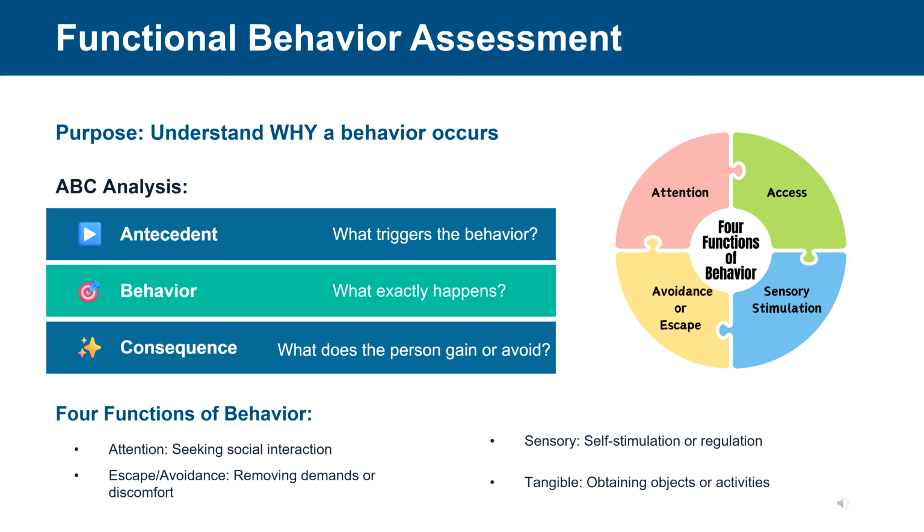Differential reinforcement strategies are powerful here. With differential reinforcement of alternative behavior, we reinforce a different appropriate behavior, like asking politely for help. With differential reinforcement of incompatible behavior, we reinforce a behavior that cannot occur at the same time as the problem behavior, like sitting calmly. With differential reinforcement of other behavior, we reinforce periods when the problem behavior doesn't occur.